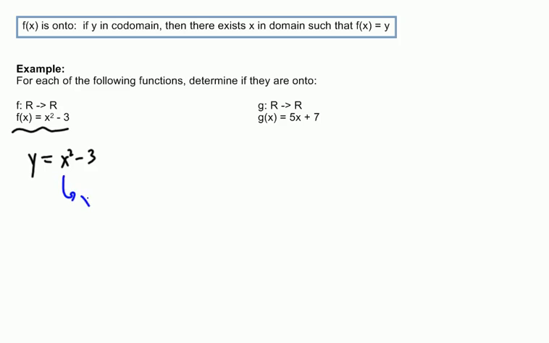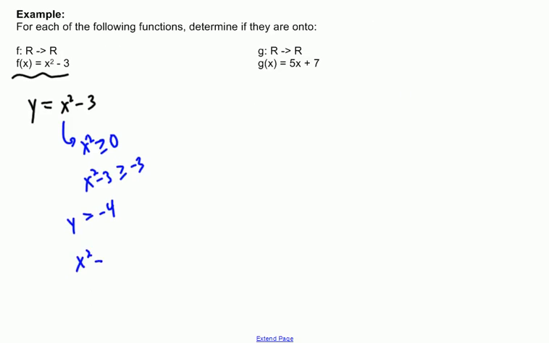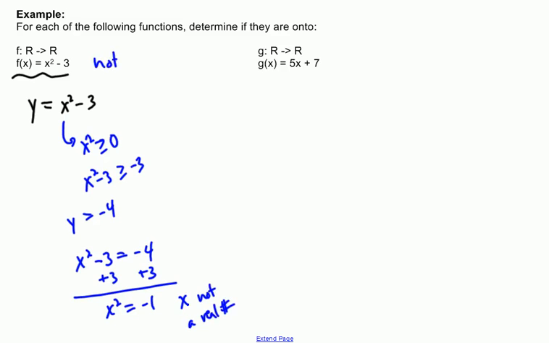We know that x squared is always greater than or equal to 0. That means that x squared minus 3 is always greater than or equal to negative 3, just subtract 3 from both sides. So what that means is anything below negative 3, like y equals negative 4, can never be reached. How would we show that? Let x squared minus 3 try to reach negative 4. If you add 3 to both sides, you would have x squared equals negative 1. x is not a real number. So we would have to conclude that this function is not onto.